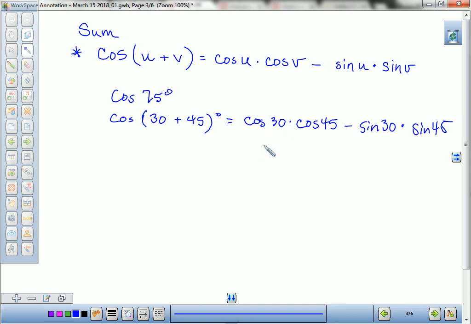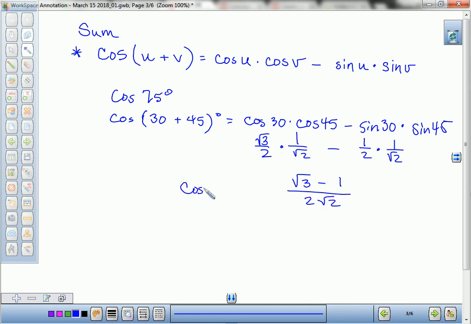Okay, so cosine of 30 is what? Root 3 over 2. All right, cosine of 45 is 1 over the square root of 2. Sine of 30 is 1/2, and sine of 45 is 1 over root 2. So what this gives us is root 3 minus 1 over 2 roots of 2.